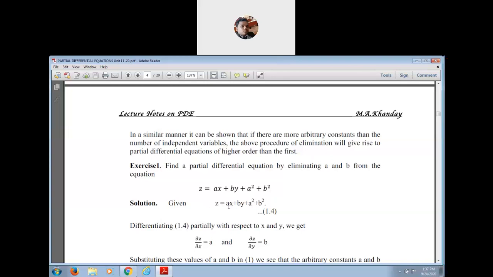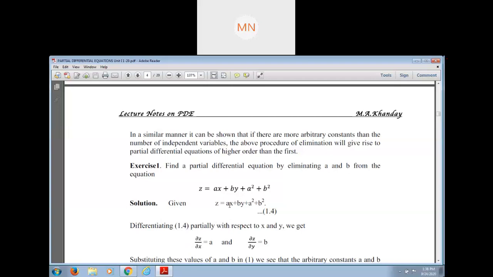See this equation. How can we partially differentiate with respect to x? Z is given in this way: ax plus by plus a square plus b square. Here a and b are constants. First, differentiate z with respect to x, so we write del z del x. Del x means differentiate with respect to x.